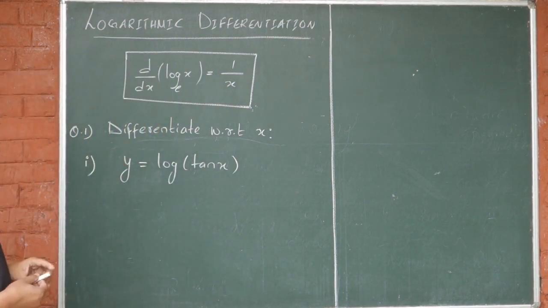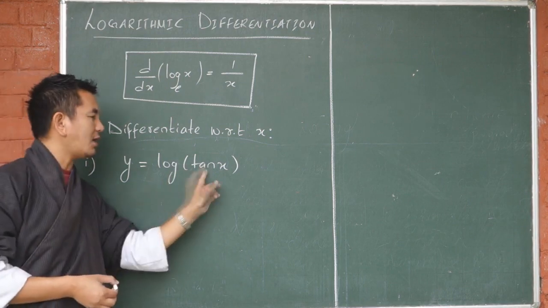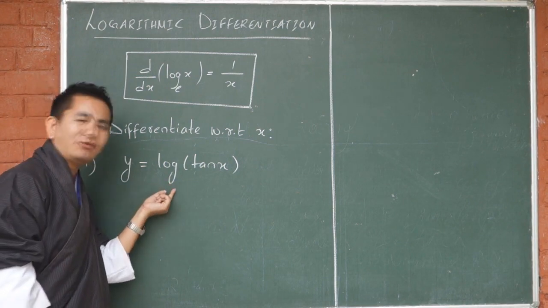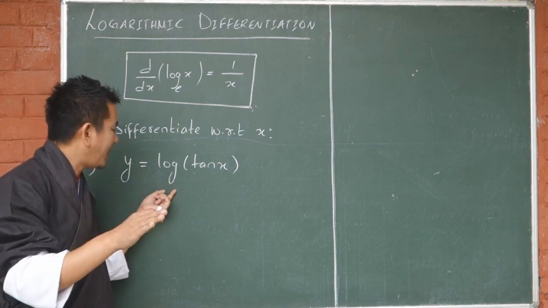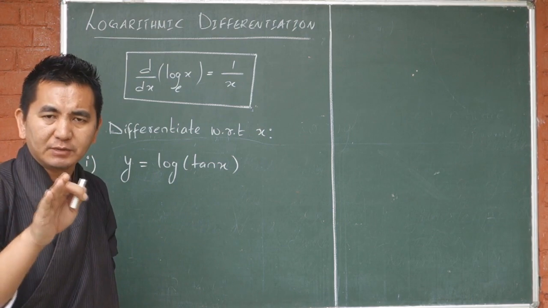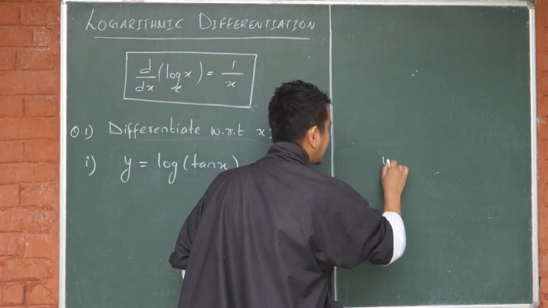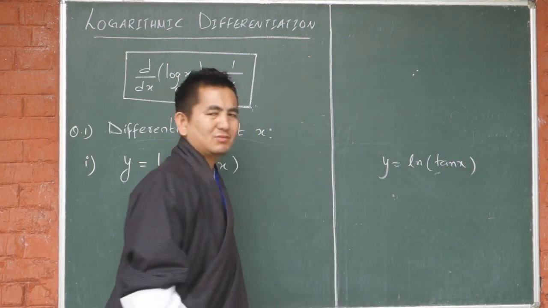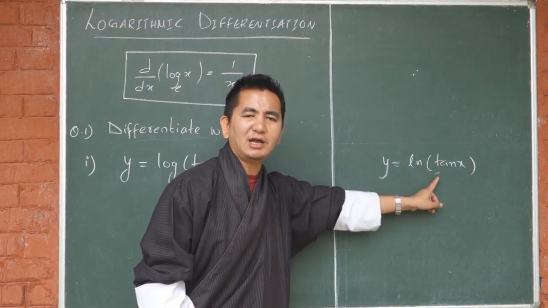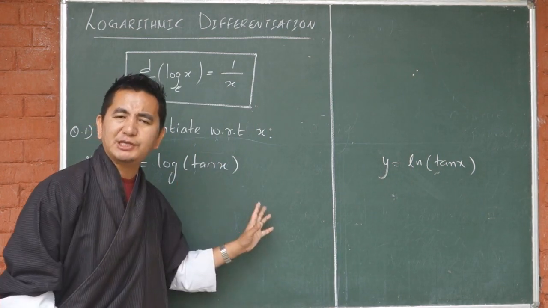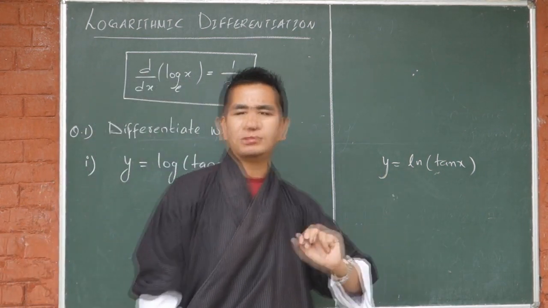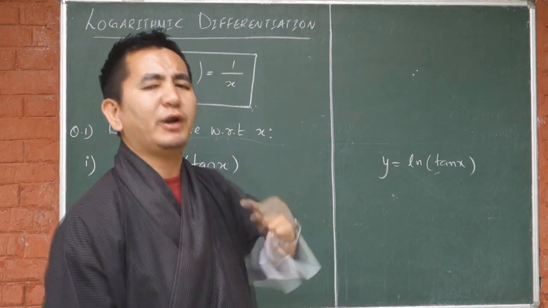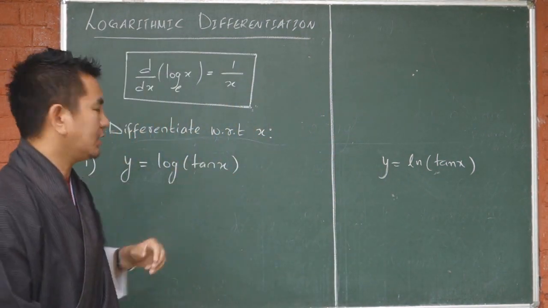See, differentiate with respect to x, y is equal to log of tan 10x. Sometimes the base won't be there. When the base is not written, you need to understand the base of this log is nothing but e. Or other way around, sometimes they tend to write ln of tan 10x. This also means the same thing. ln of tan x is the same as log to the base e of tan x. ln means the base of the log is nothing but e. You must have learned in class 11. Okay, there is a logarithmic chapter.